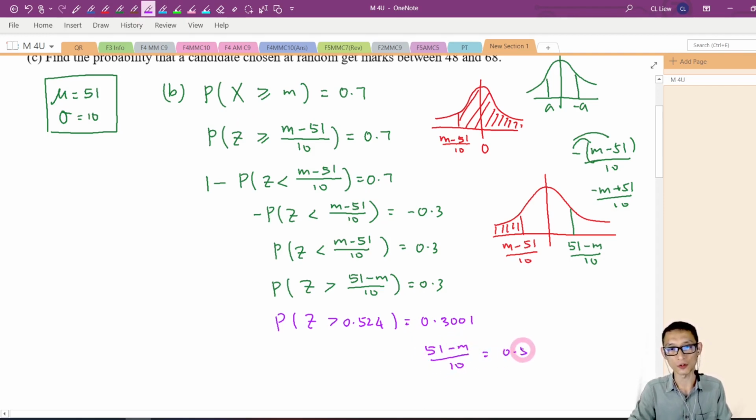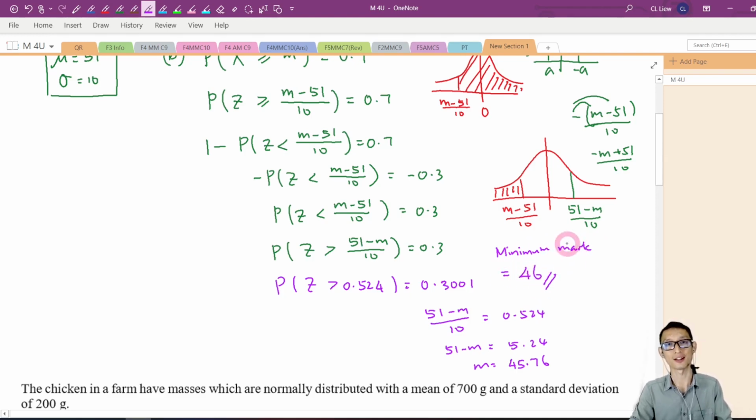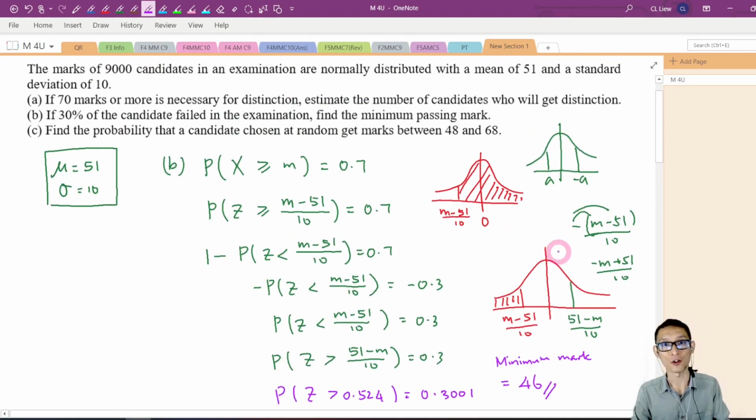It's equal to 0.524. Okay, so 51 minus m is equal to 5.24. So m will be equal to 51 minus 5.24. You will get 45.76. So I just round it off to the nearest integer. So the minimum mark will be equal to 46. Okay, this is the answer for part B.